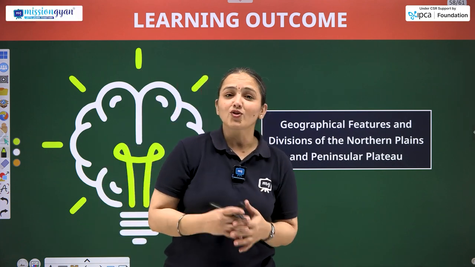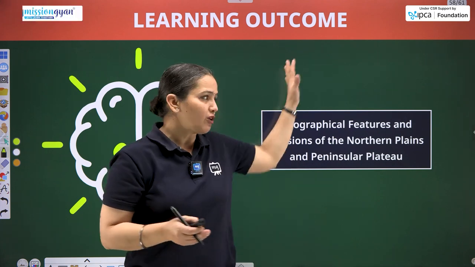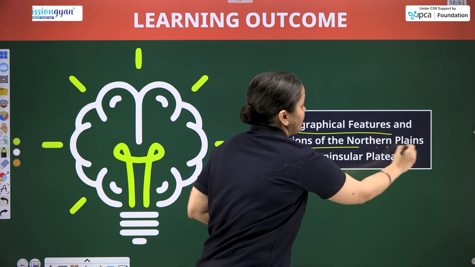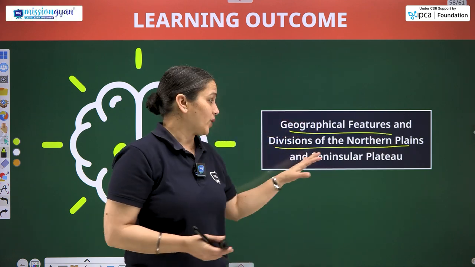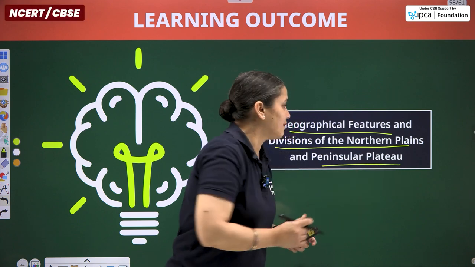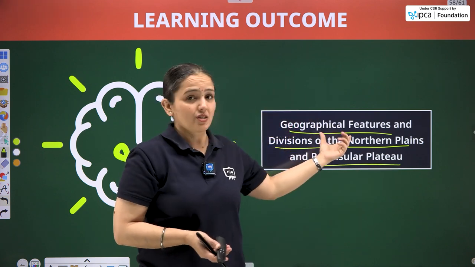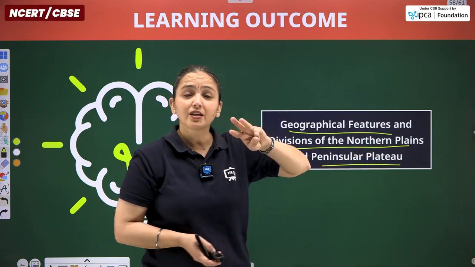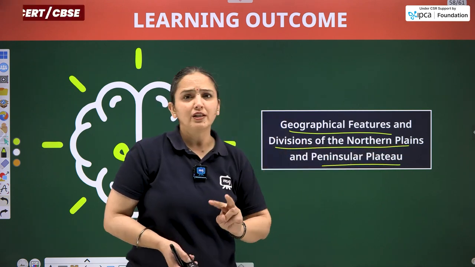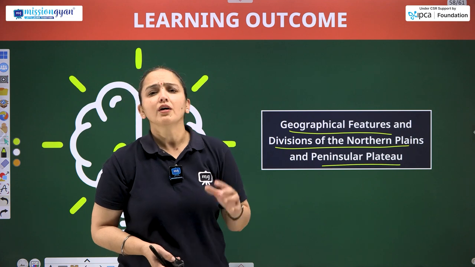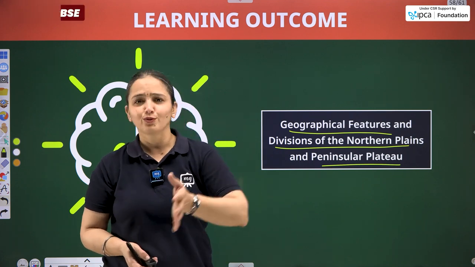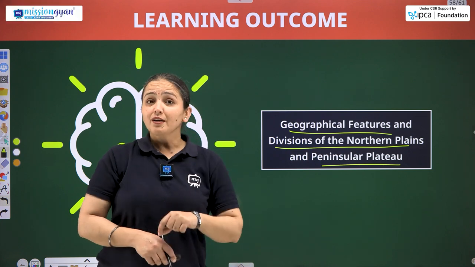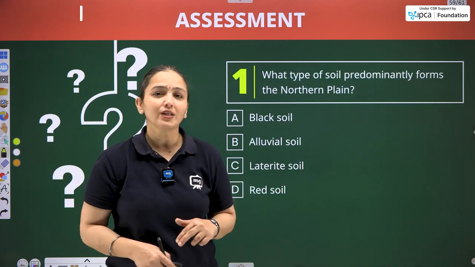And that is how we are going to sum up today's class. The learning outcome for today's class: we have discussed the geographical features and divisions of the northern plains along with the peninsular plateau. In terms of division, we talked about three types of plains, and the plateau, particularly the Central Highlands and the Deccan Plateau. Now it's time for the recalling part, so let's do it quickly.